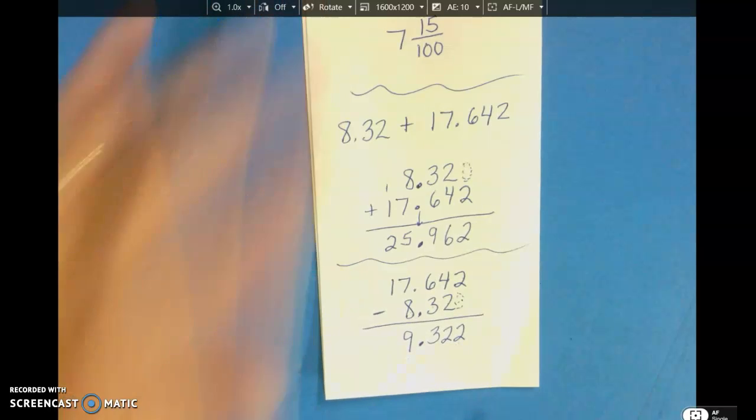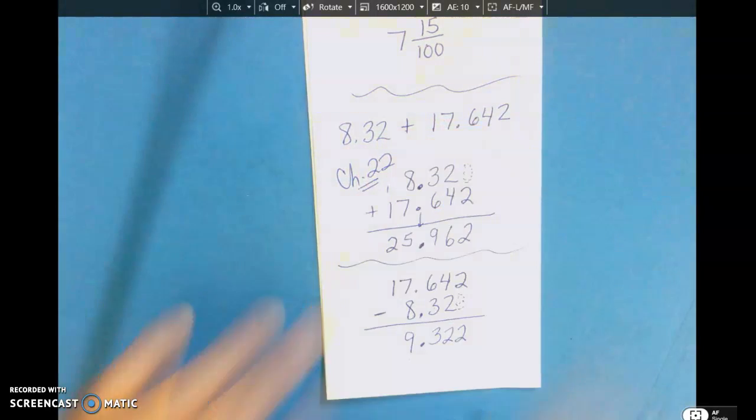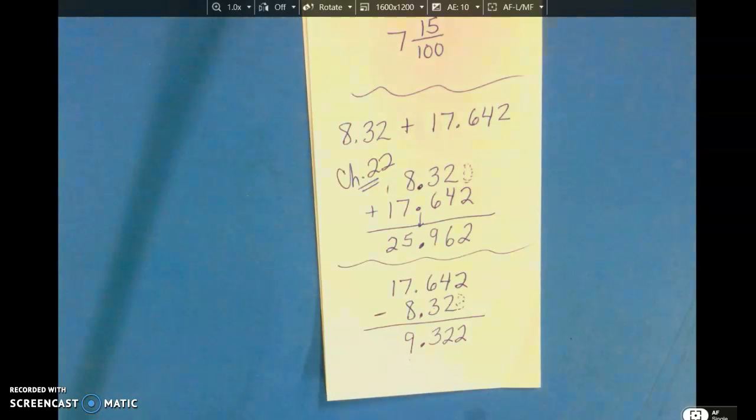So that's a little preview of chapter 22, which I would love for you to work through, and you will then build your confidence to begin 5th grade.